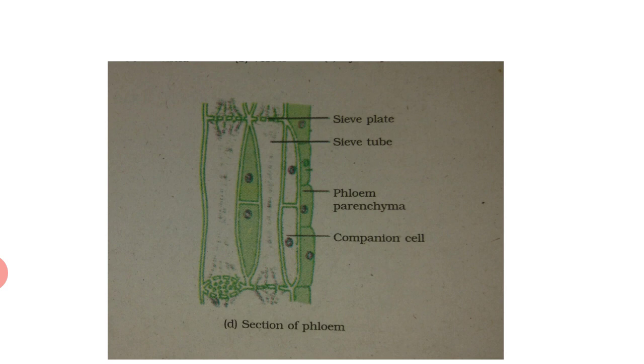See this longitudinal section of phloem. So let's describe the sieve tube first. See in the diagram, sieve tubes are a collection of thin-walled elongated cells which are placed end to end to form tubular structures.